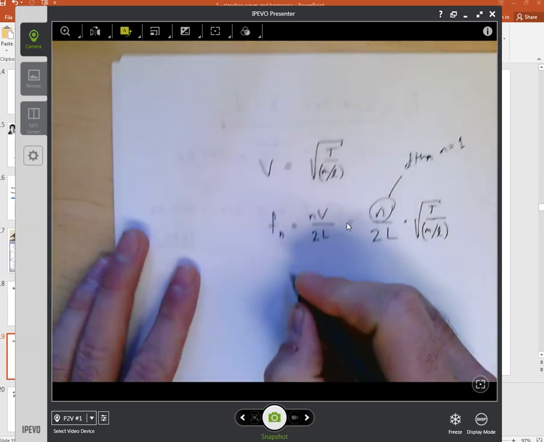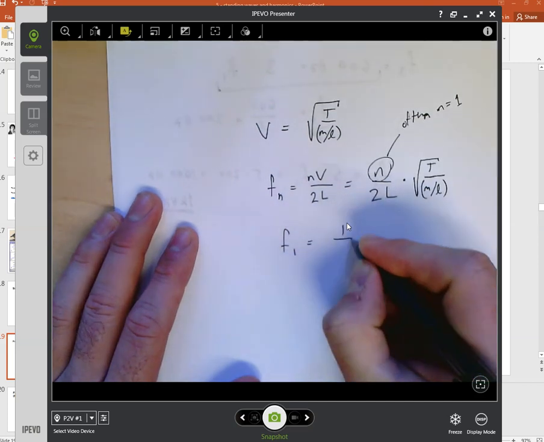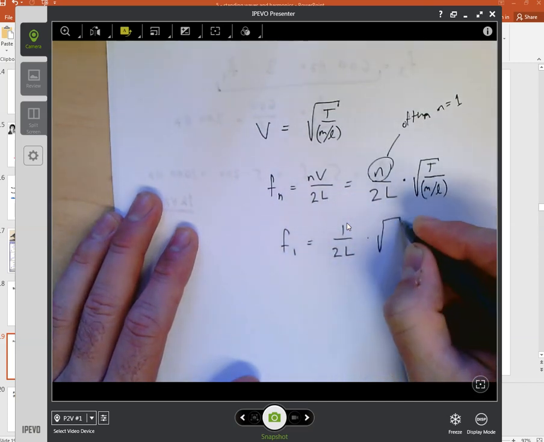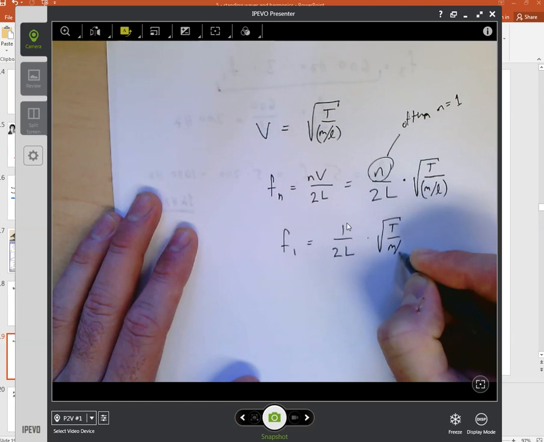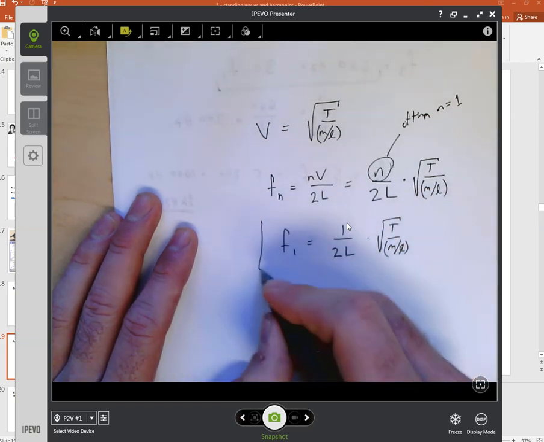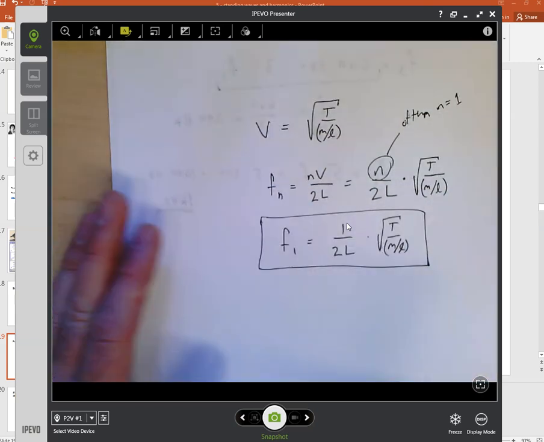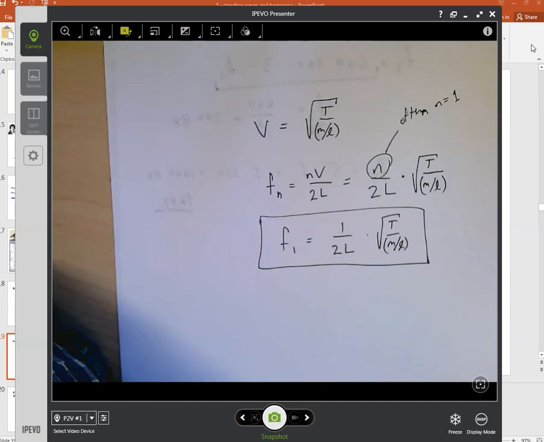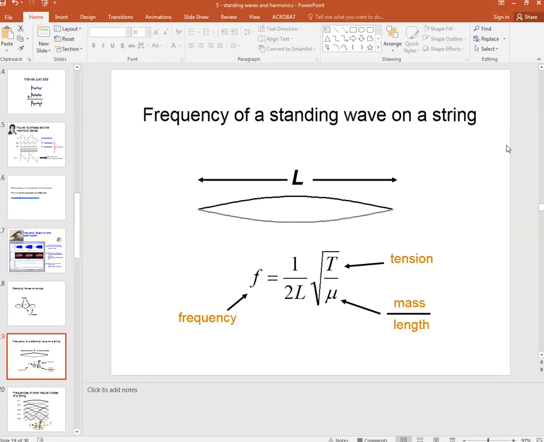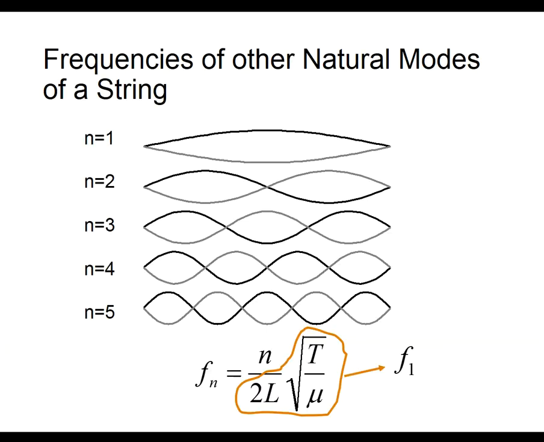So often what we'll do is we'll focus on F1, which is 1 over 2L times the square root of T over mass per length. Okay, so this is our fundamental equation that we're going to be dealing with here. Anyway, that's how we'll figure out the frequency. You can see here that I've highlighted that F1 is just the square root of T over mu, or mass per length, and then that's divided by 2L.